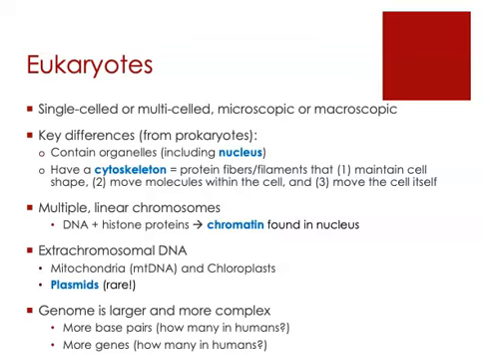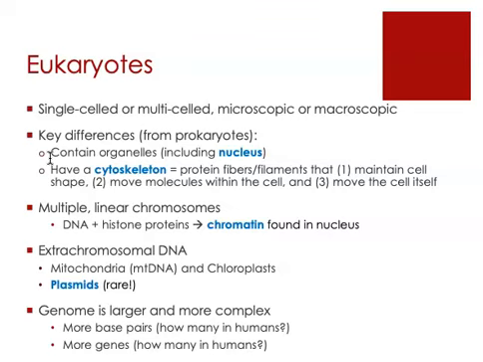Some other key differences when we compare eukaryotes to prokaryotes are these. Eukaryotic cells contain organelles, including the nucleus, which houses the DNA. Remember, an organelle is simply a compartment within the cell that is surrounded by a membrane. And the organelles provide functions for the cell so that all of the work that a cell has to do every day can be compartmentalized using these individual organelles.